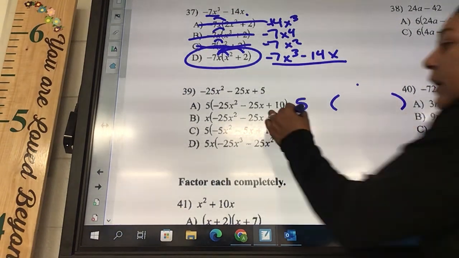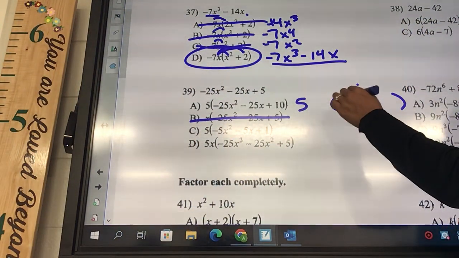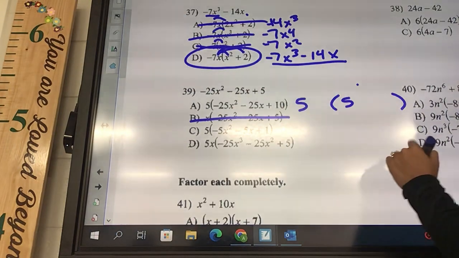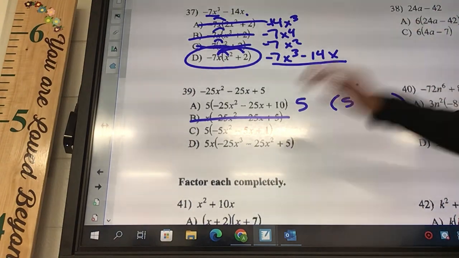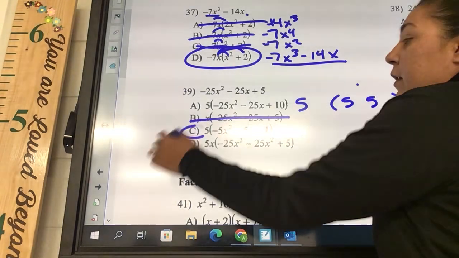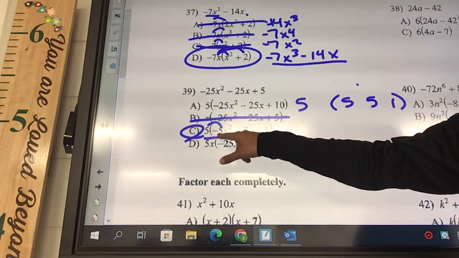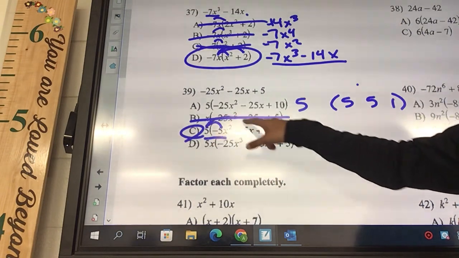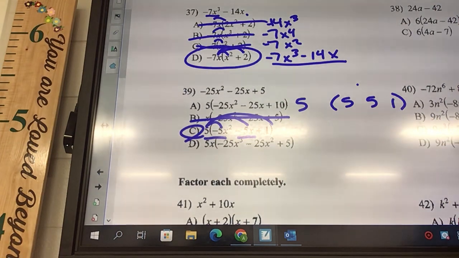B. Okay. So 25 divided by 5, 5. 25 divided by 5, 5. And 5 divided by 5, 1. Now, just looking at those numbers, what's the only answer option that checks out? C. But again, if you distribute this to every piece, that would give me negative 25x², negative 25x, and a positive 5. So you could do it either way. You're going to get the same thing.